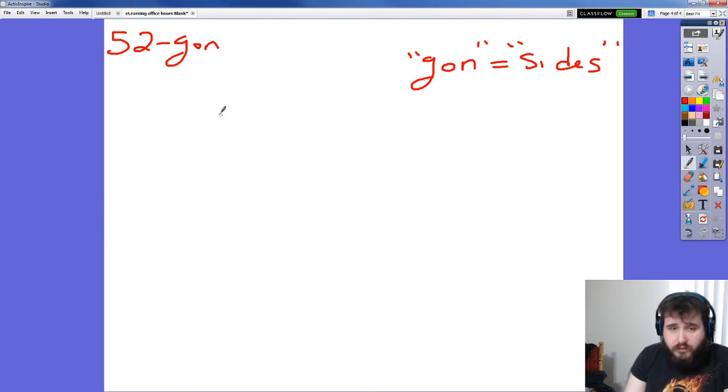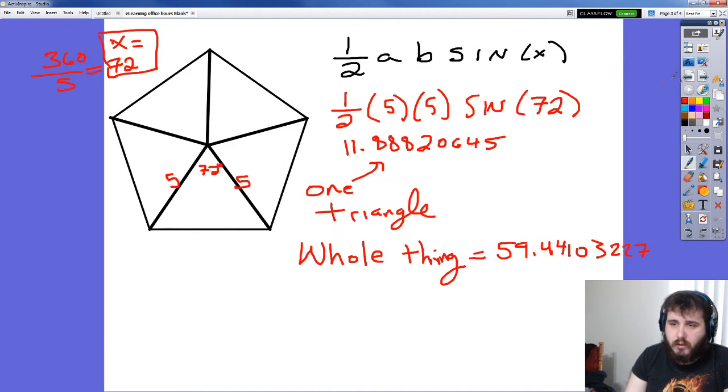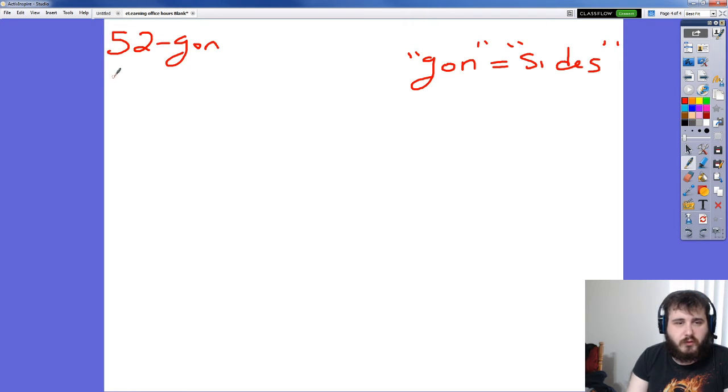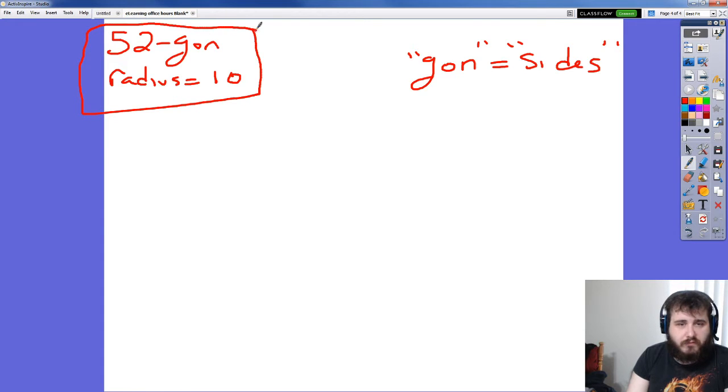So what I'm going to do, though, is the exact same thing I did before. First, I need to find my angle, and I should maybe give all the rest of the information. So our radius is 10. So here's our given information. Everything else we have to figure out for ourselves. So I've got a 52-gon. I'm going to do 360 divided by 52, and that's going to be kind of an ugly number.